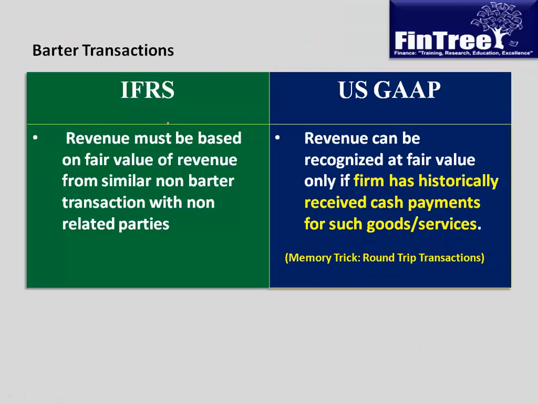Barter transaction, IFRS. Revenue must be based on fair value of revenue from similar non-barter transaction with non-related parties. So which makes sense. So let's say that we are accounting for company A, and company A has given certain goods to company B. So let's say a good X, and it has received some good Y. Now, if company A can find out the value of this good X in a non-barter transaction with non-related party, then it can simply recognize the amount of revenue there.